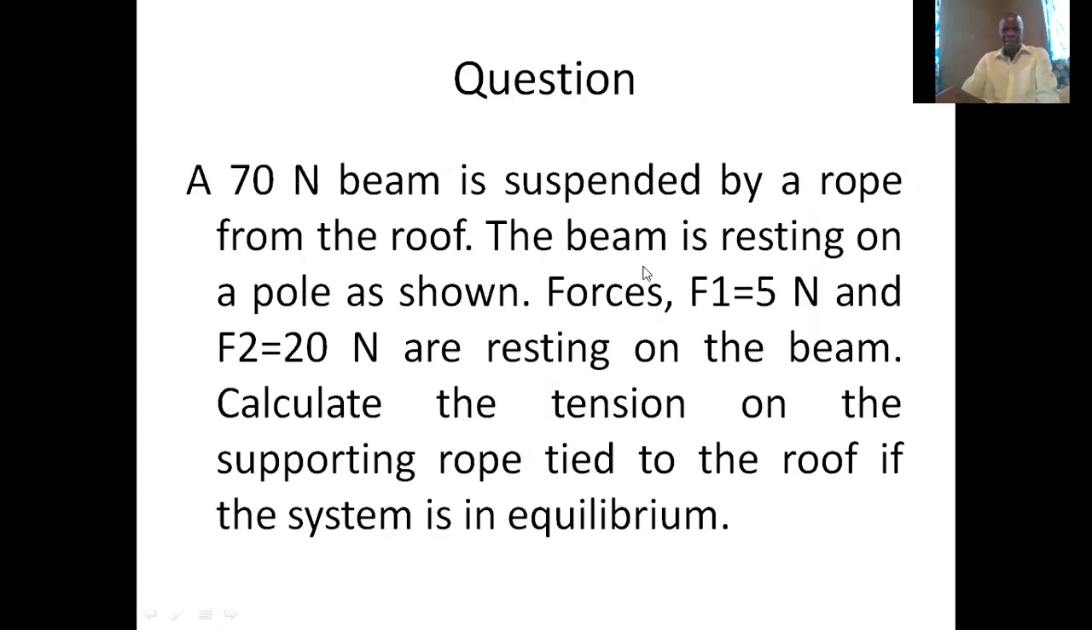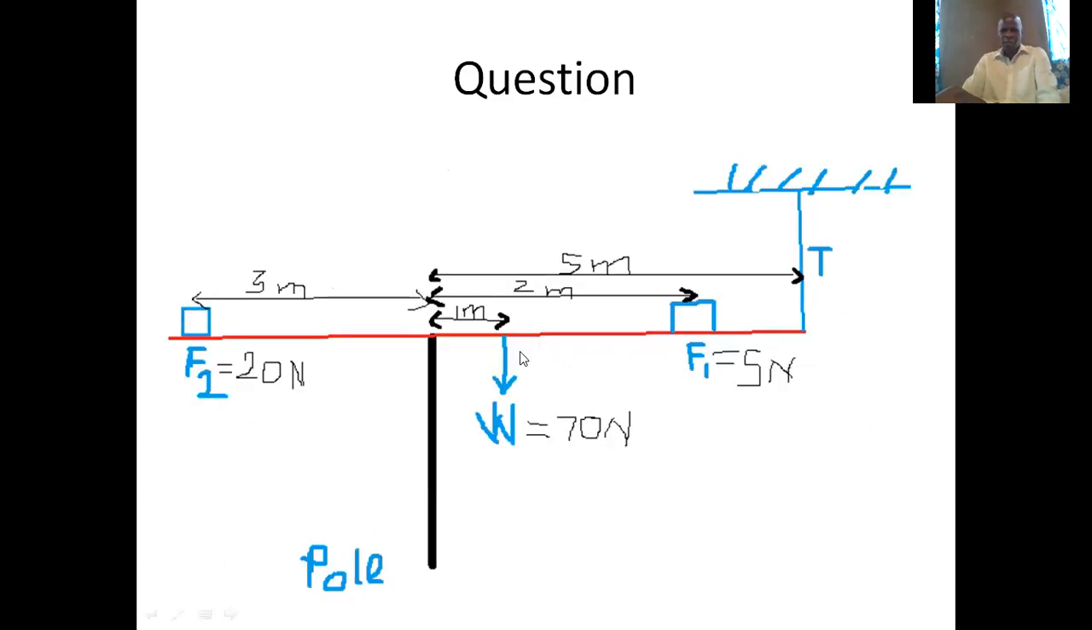The beam is resting on a pole as shown. So this beam actually is resting here. Okay, it is resting here. So this becomes our pivot to support this system, either to fall in the clockwise or to fall in the anti-clockwise. And therefore, this is our pivot where there is a pole here.